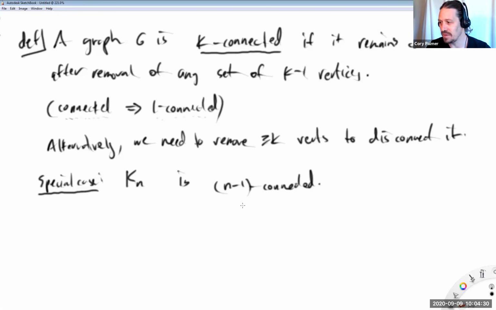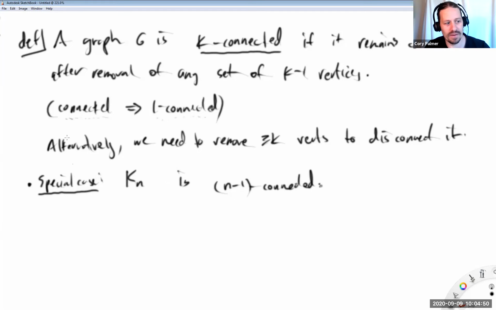We're going to say that the empty graph, once you've removed all the vertices, is not connected for the purposes of this thing. Generally, we don't talk about whether it's connected or not, but for Kn, we just have this special case that it's n minus 1 connected. In order to make it disconnected, we have to remove everything, is kind of what it's saying.